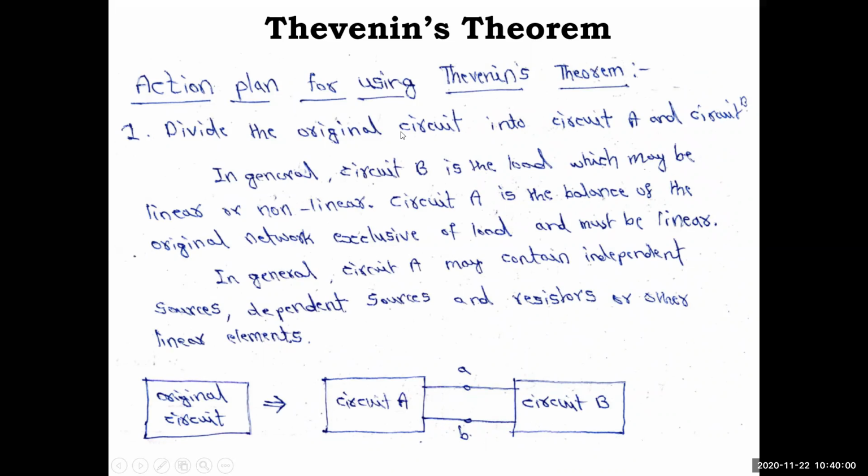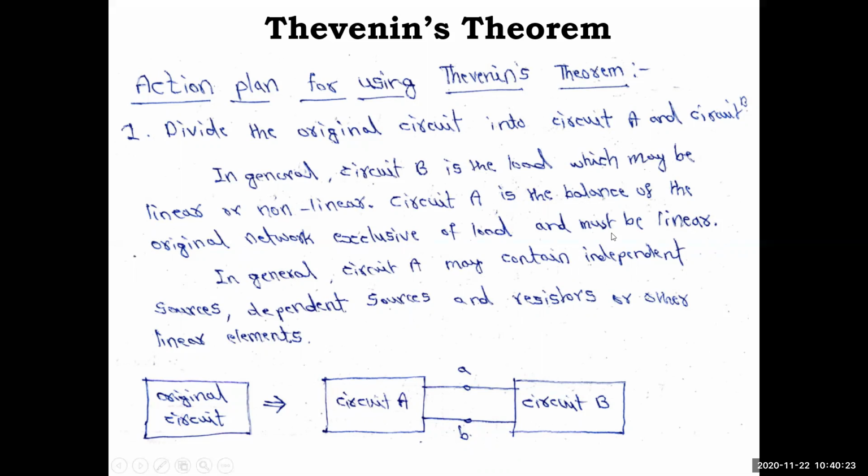Now we'll understand the action plan for using Thevenin's theorem, that is, the procedure for the problems, which I will discuss and wind up. Divide the original circuit into circuit A and circuit B. In general, circuit B is the load, which may be linear or non-linear. Circuit A is the balance of the network, or the remainder of the network after removing the load.